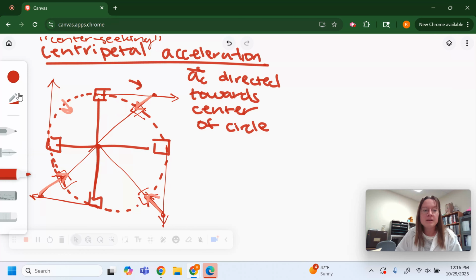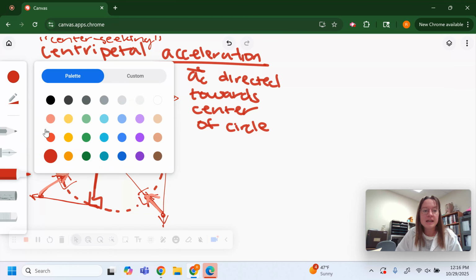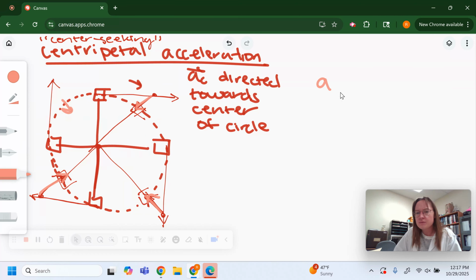Now, centripetal acceleration has a direction that is towards the center of the circle, and it also has a magnitude. I'm not going to derive this equation here today in this video. If you want to see it, please come talk to me because I'd love to show you the derivation. It is just absolutely lovely. But it turns out that the size of the centripetal acceleration is always equal to the tangential speed squared divided by the radius of the circle. And that gives you the size. So the direction is always towards the center, but the size is always the velocity squared divided by the r.